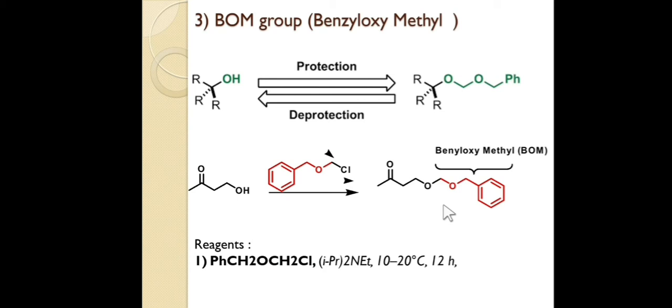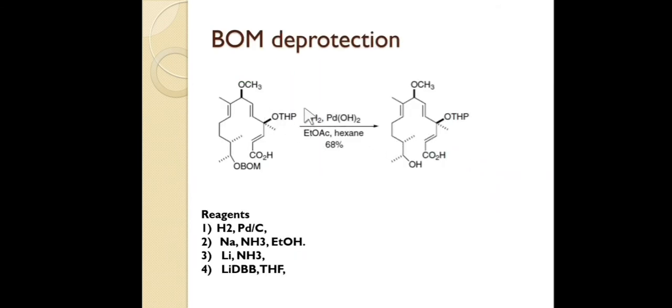So how is BOM distinguished from MEM and MOM? We have this benzyl group, and as we have a benzyl group, it is deprotected in the presence of H2, Pd/C, or H2 palladium. Benzyl deprotection is a very famous deprotection. This H2, Pd/C will deprotect these benzyl ethers. So the OH protected with benzyloxymethyl is deprotected in the presence of H2, Pd/C. You can see here, H2, Pd/C will deprotect BOM to OH. This OH gets free, whereas THP and methyl ethers are stable in the presence of H2, Pd/C.